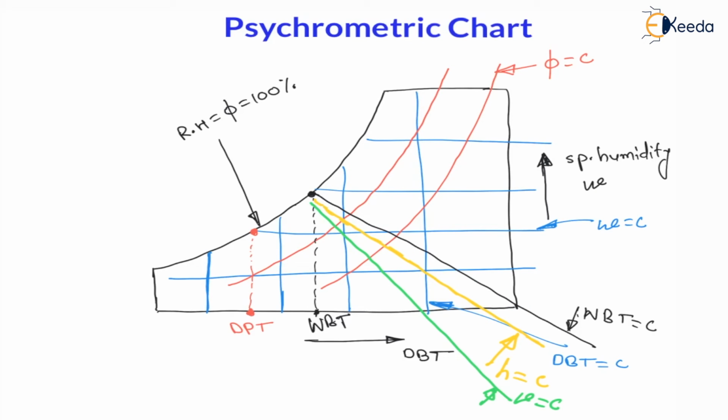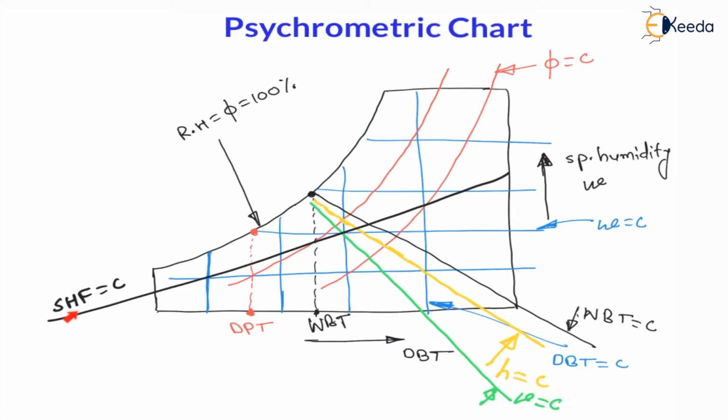Then the next line is the sensible heat factor line. The sensible heat factor line is an inclined line sloping downward to the left. Like this we can see sensible heat factor lines are inclined lines sloping downward to the left. Therefore on this line sensible heat factor is constant. And my dear students, this sensible heat factor we are going to define at the end of this chapter, so don't worry about this. As of now remember only that these sensible heat factor lines are inclined lines sloping downward to the left, right?